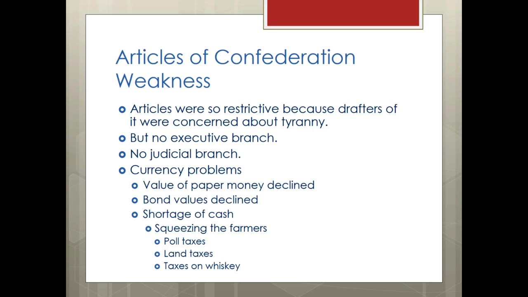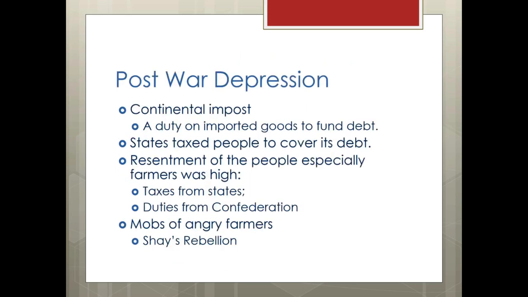There were currency problems, however, in the post-war depression that Congress really didn't have power to address. The value of paper money had declined. Bond values had declined. There was a shortage of cash, and the farmers felt like they were being squeezed by the poll taxes and the land taxes and taxes on whiskey. The farmers had wheat and corn that they were cultivating, most of which they would sell, but what they had left over, oftentimes, they would convert to whiskey. And so the whiskey taxes were cumbersome on the farmers, as well as the poll taxes and the land taxes.